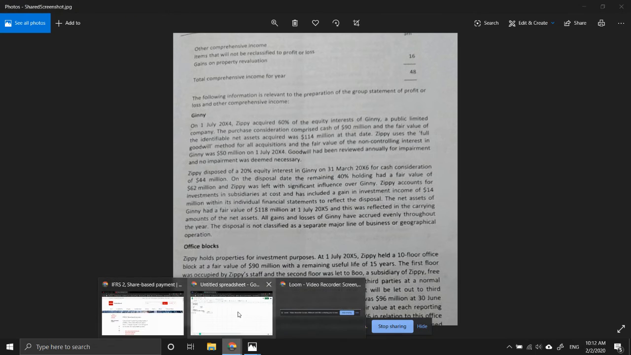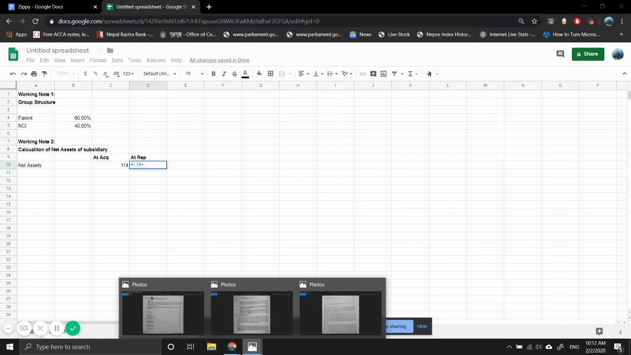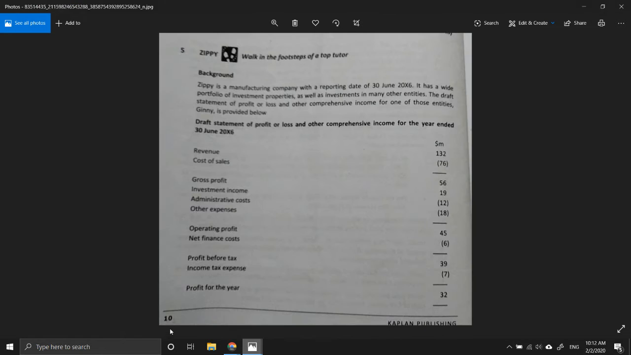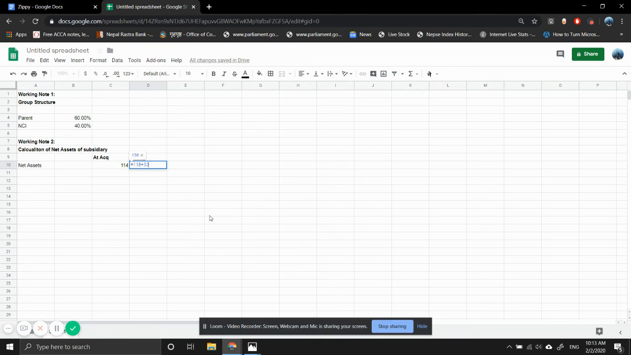So 118 plus the profit for the year, 32 into 9 divided by 12, 142. Let me look at something else first. Let's prepare our goodwill first of all, and I might have to make some adjustment in there as well.